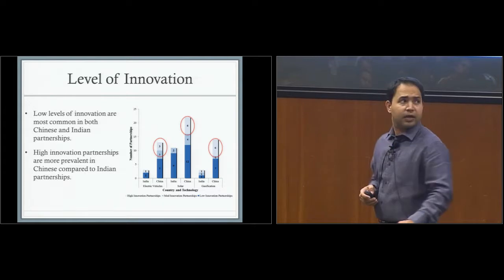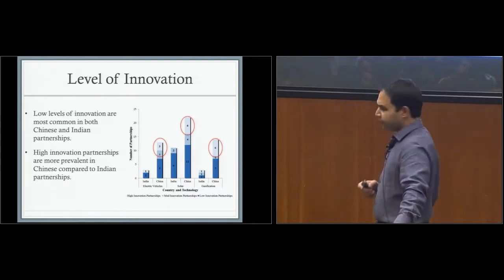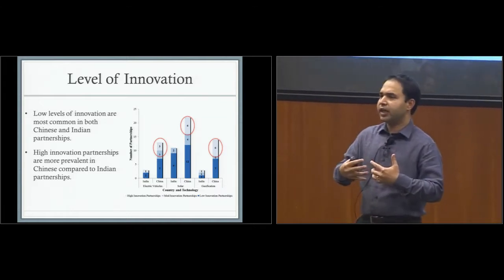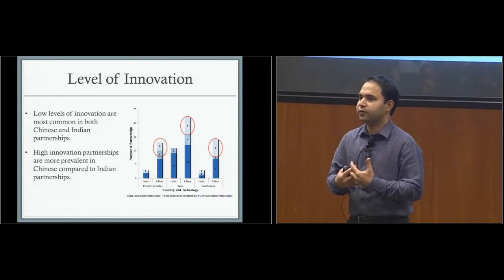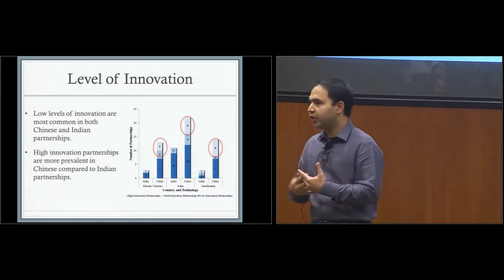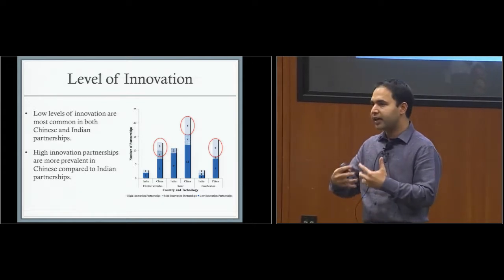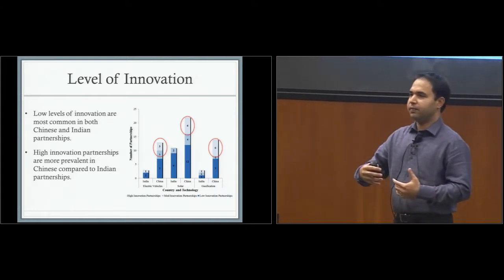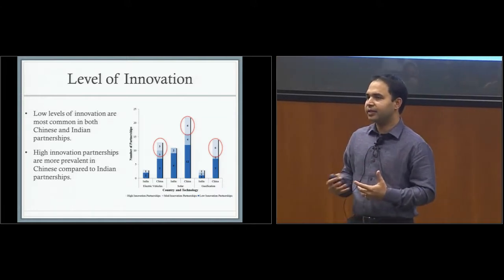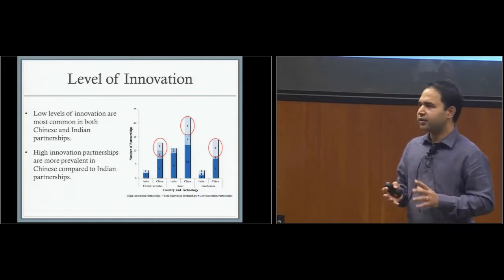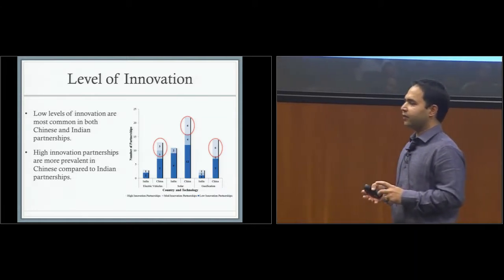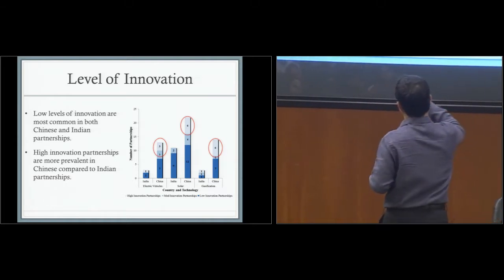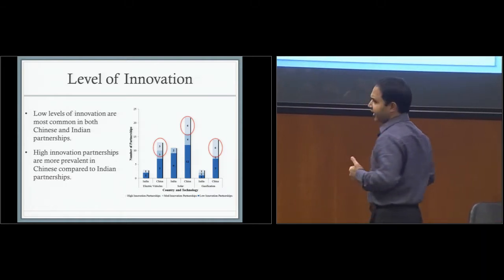Okay, let's move to the last part. I'll spend maybe 5 minutes here, which is the question of the level of innovation. What is the innovative content of these partnerships? So far we have talked about the motivation in these partnerships, the firm size and how that is relevant for production of IP, and then the third piece is is there any innovation content in any of these partnerships? And the answer here again is yes, and a lot more for China than in India.